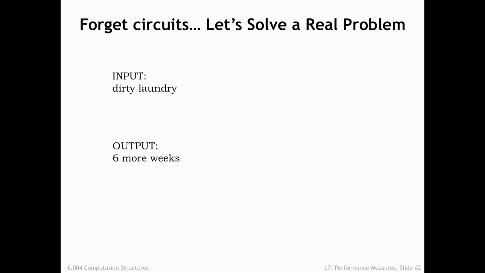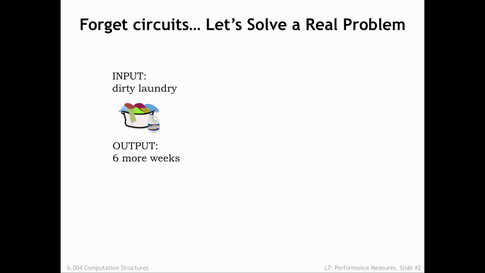In this chapter, our goal is to introduce some metrics for measuring the performance of a circuit and then investigate ways to improve that performance. We'll start by putting aside circuits for a moment and look at an everyday example that will help us understand the proposed performance metrics.